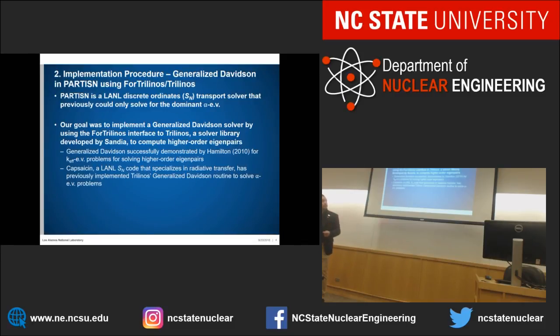The Capsaicin team actually used the Trilinos solver library, which is developed by Sandia. So we were really interested in using that solver library, but the problem is that Trilinos is a C++ solver library, and Partisan is written in Fortran. But luckily, the planets kind of aligned, and Oak Ridge is currently developing a Fortran interface to Trilinos that they call ForTrilinos. They put the call out to the national labs saying, we're interested in people using our interface. If there's anybody out there that wants to use it, we would fund you. So that's where I come in: I'm using ForTrilinos in Partisan to use the generalized Davidson method to solve these higher order alpha eigenvalues.